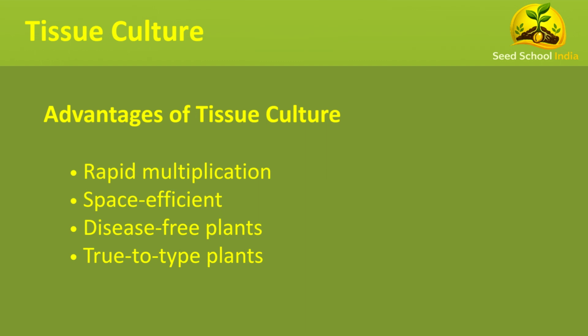Third, all plants produced are genetically identical, also known as true-to-type plants. This ensures uniform growth, flowering, and harvesting. Another major advantage is that tissue culture can be performed throughout the year, independent of seasonal limitations. Overall, tissue culture improves productivity, quality, and reliability in plant production systems.